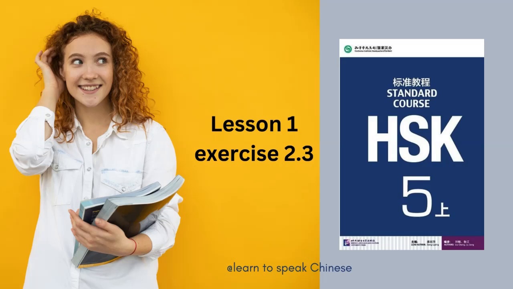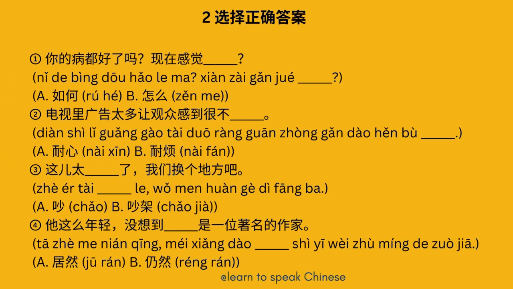In today's video, we'll be going through some exercises from the HSK 5 Standard Course, Lesson 1, page 7. I'll explain the correct answers and why they're right with detailed explanations to help you improve your Chinese. Before we start, pause the video, take a moment to try the exercises on your own. Once you're done, come back and we'll go through the answers together.